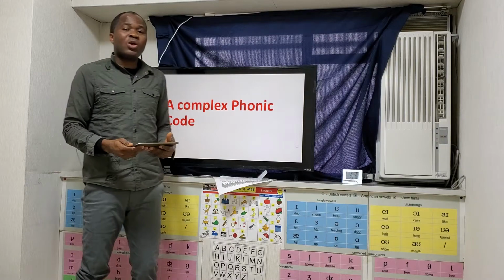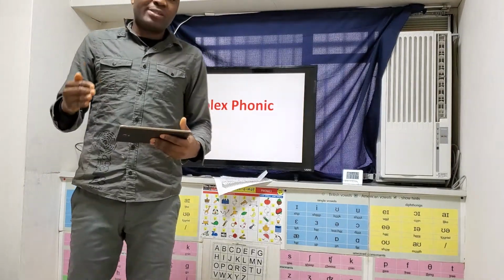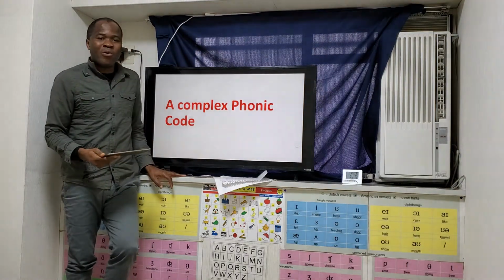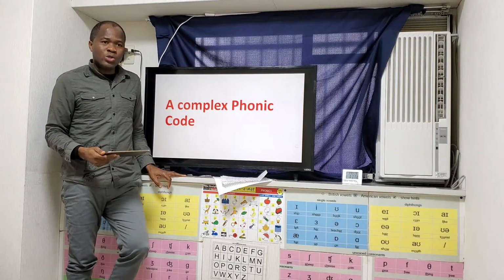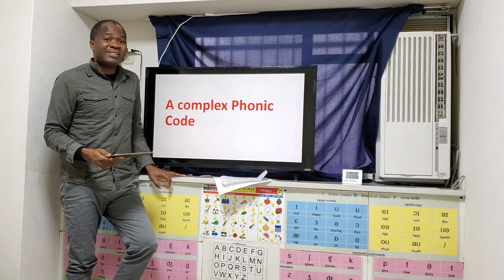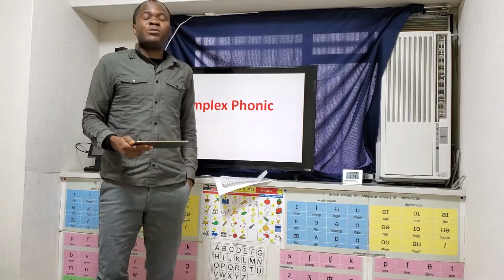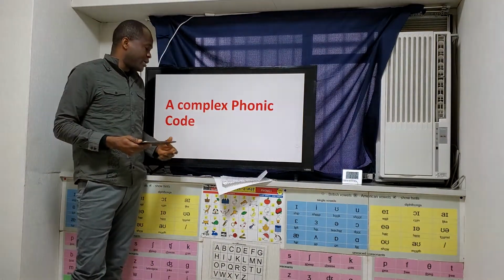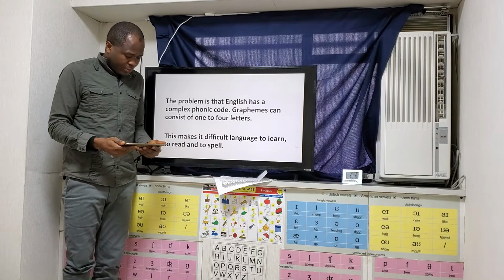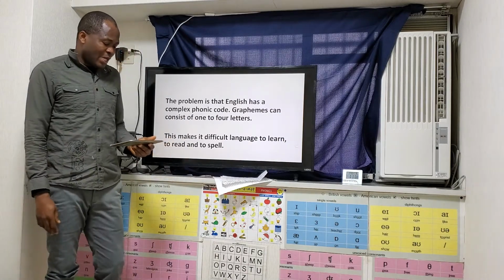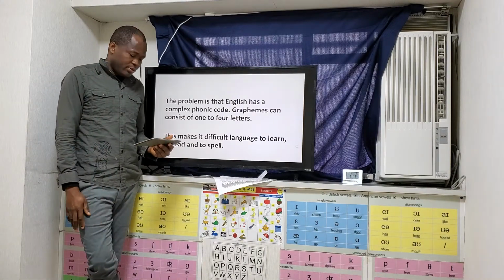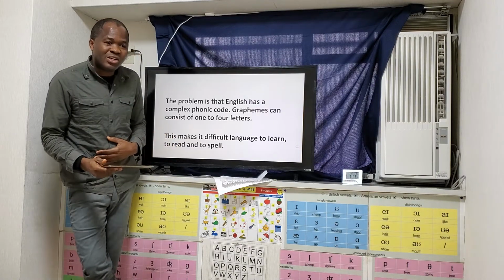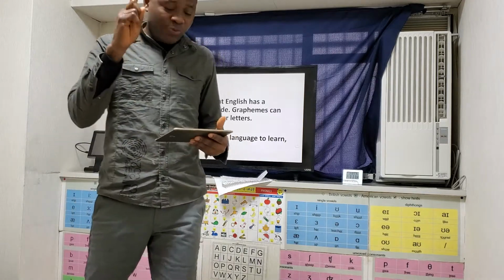Let's continue. A complex phonic code. This is very, very important. English is a code. In order to read or decipher a word, you have to break the code. If you don't know how to break the code, it means you cannot read a word. The problem is that English has a complex phonic code. Graphemes can consist of 1 to 4 letters.